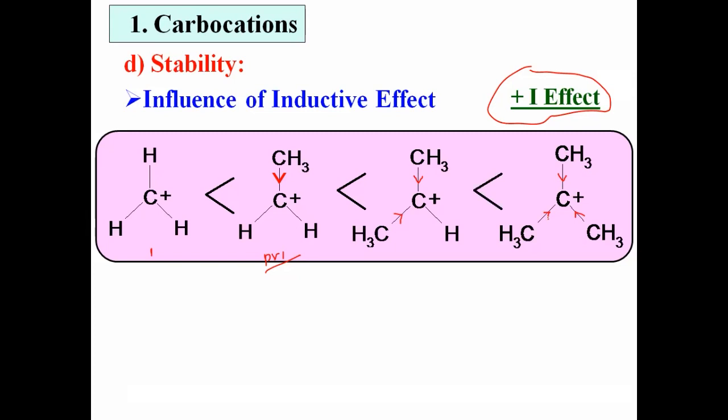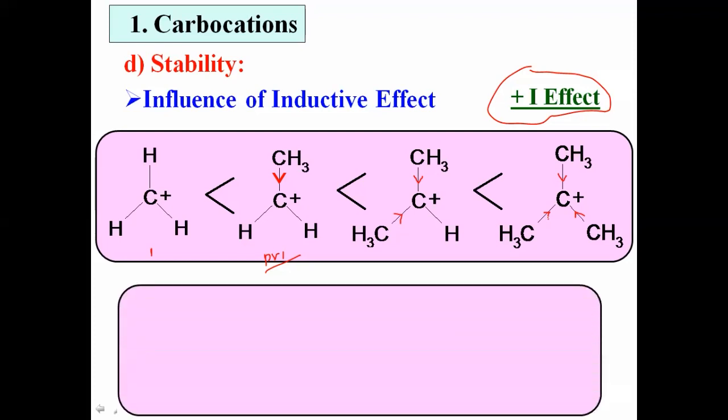And thus tertiary carbocations are always more stable than secondary, which is more stable than primary, which is more stable than methyl carbocation. Thus as the plus I effect increases, the stability of carbocation also increases. Now let's see some more examples.